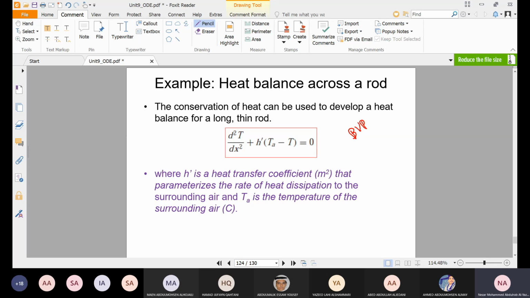So let's take one example of this type of problem. We talk about heat balance across a rod. What's given here is the equation for the heat balance for a long thin rod. And this is the equation of the heat, where h bar is the heat transfer coefficient that parameterizes the rate of heat dissipation to the surrounding air, and TA is the temperature of the surrounding air. TA is usually constant.